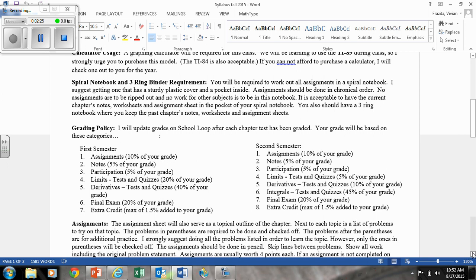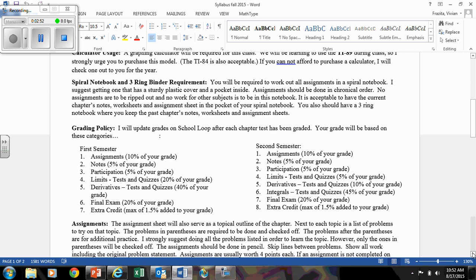So once we finish a chapter, you can move all of the previous chapters' work into a 3-ring binder. Meaning worksheets and things like that. The spiral notebook, I don't want you ripping out the previous chapter. It kind of defeats the purpose of it being spiral. So just leave your daily assignments in your spiral notebook and continue on to the next chapter. But the 3-ring binder would be convenient for the previous chapters, worksheets and assignment sheets, anything that's kind of extra that's not in your spiral.